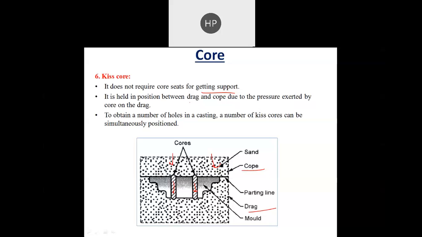Okay, so here once you fill the molten metal inside the hollow cavity, and after that you break this core, you have two holes. But now if you want more holes, you will put more cores in between, so that we can have a number of holes like this. Okay, so if you put 5 cores and then you fill the molten metal and you break the cores, we have a total of 5 holes. Okay, so this is how the kiss core can be used.